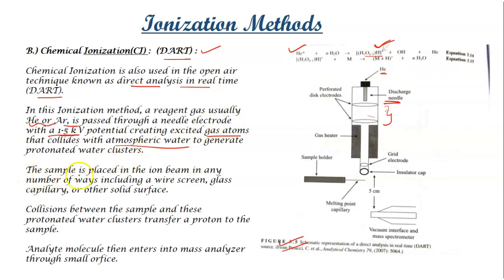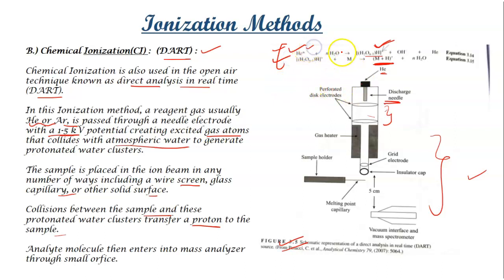Now what is happening? The sample is placed in the ion beam in any number of ways, including a wire screen, capillary or other solid surface. Collision between the sample and the protonated water cluster transfers a proton to the sample like this. The analyte molecule then enters the mass analyzer through the small orifice, and that is how you detect your compound. Whatever has been mentioned here has been written as a reaction. So that is all about it.